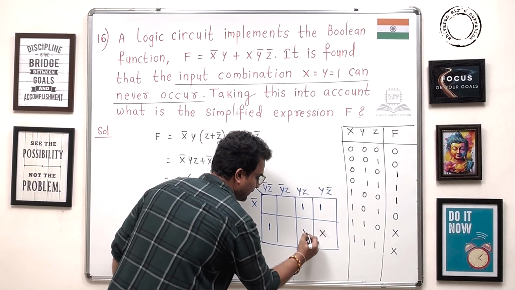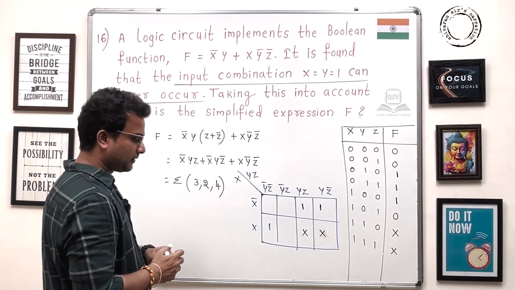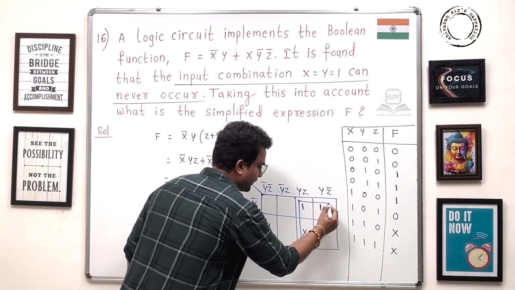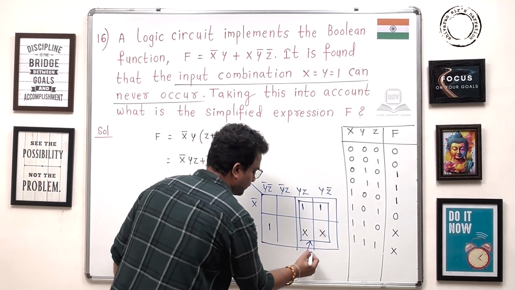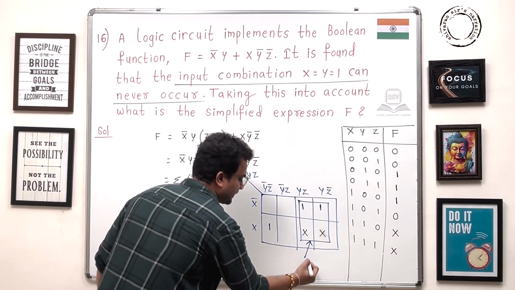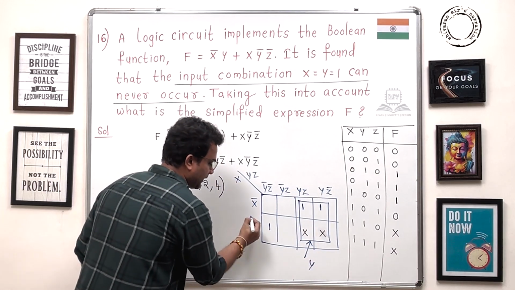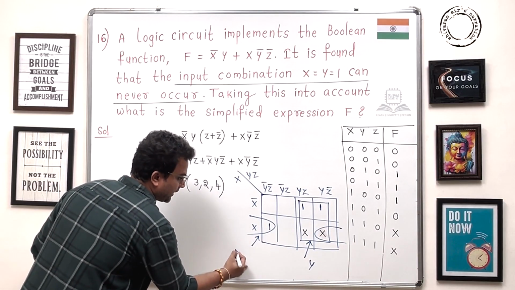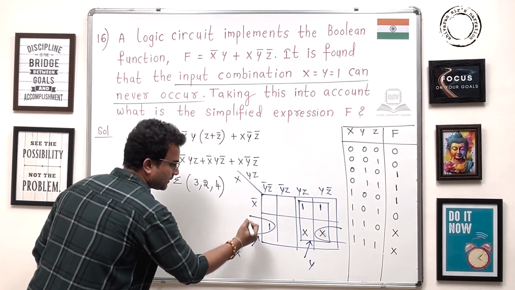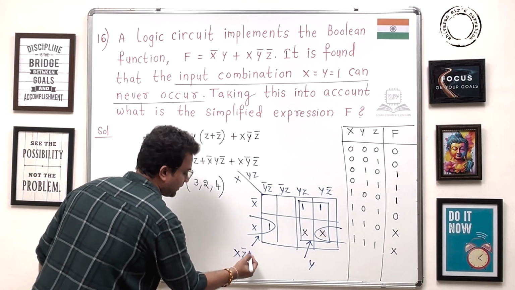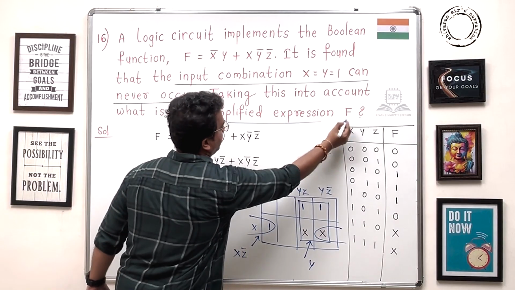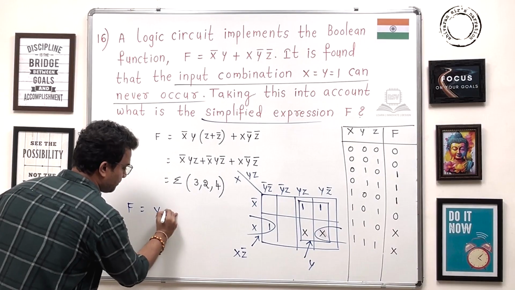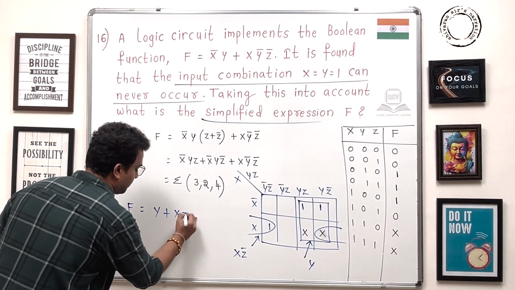This is 7. This one. Now guys, we want to simplify it. How can you simplify? You take this quad, therefore x bar gets cancelled, z bar gets cancelled, y. And you can take this pair. Therefore, it is like x z bar, y bar gets cancelled, z bar. Therefore guys, the simplified expression f is equal to y plus x z bar.